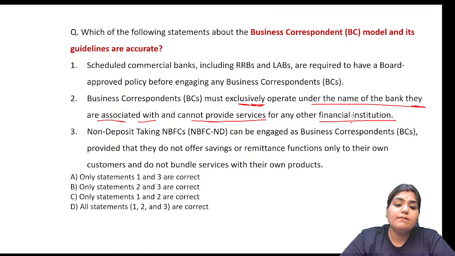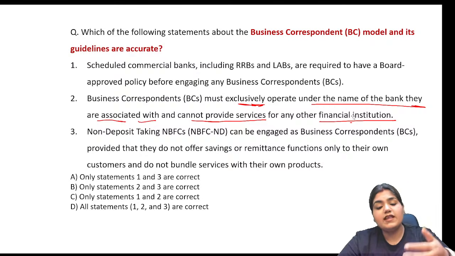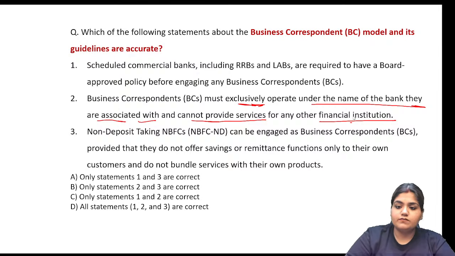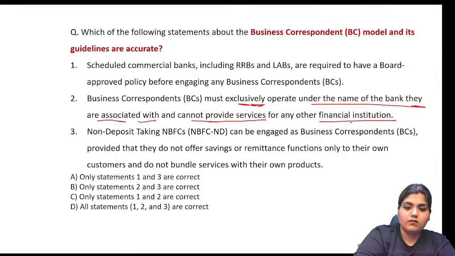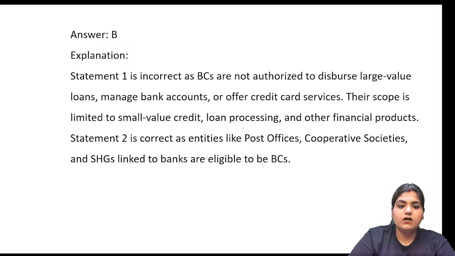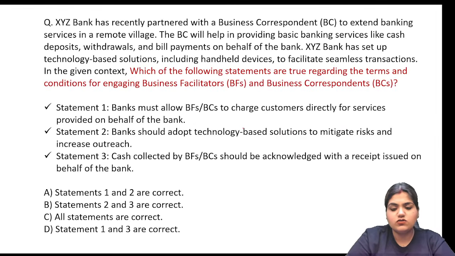But BFs are the persons who are identifying the borrowers, helping the bank to spread awareness about the banks. So they can help multiple banks. D is the correct answer. Okay, now the next question is on the screen.